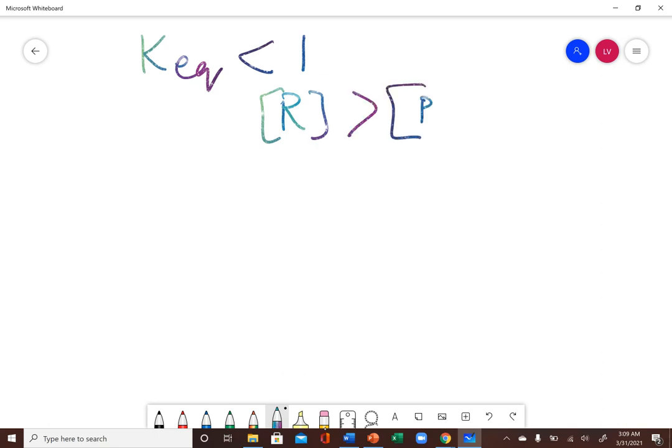Now, for those reactions where KEQ's value is less than 1, that means at equilibrium, the concentration of the reactants is more than the concentration of the products. Such reactions are said to be reactant favored.